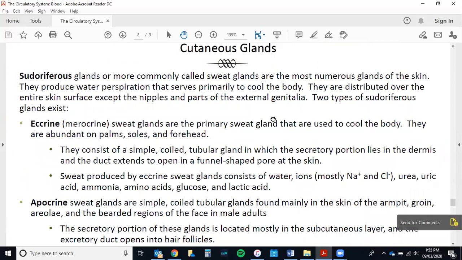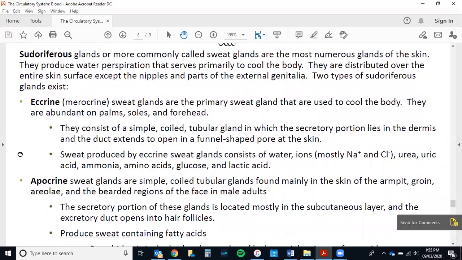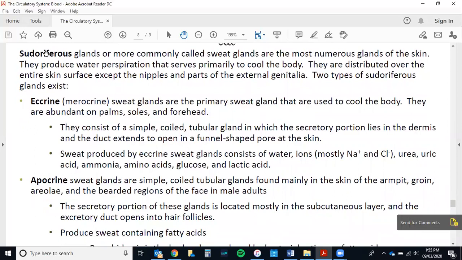Okay, so I've already started to talk about some of these. Let's talk about the actual distinctive, very important skin glands. We'll begin with the most prominent ones, sweat glands. Fancy term for those is sudoriferous glands. As I mentioned, they are the most numerous glands of our skin and produce a water perspiration that functions to cool our body. Find them over the entire skin surface except our nipples and parts of the external genitalia. And there's two types that exist.